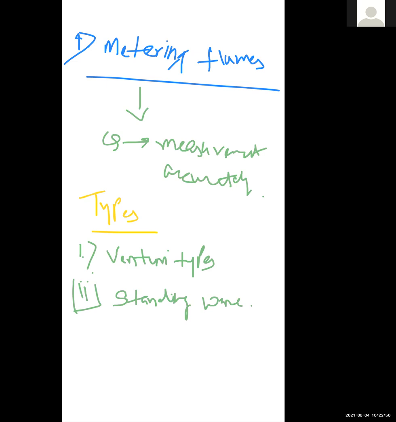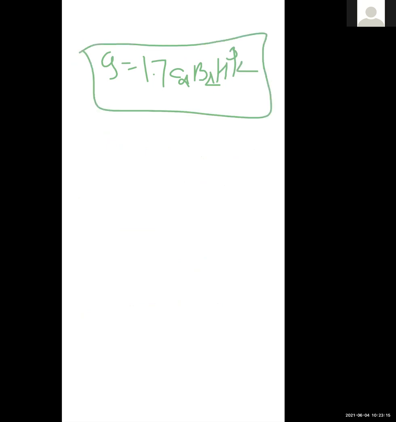Is that clear? So for a standing wave flume, there is an equation used for Q, that is Q = 1.7 C_D B_2 H^(3/2). This is for discharge by the standing wave flume.